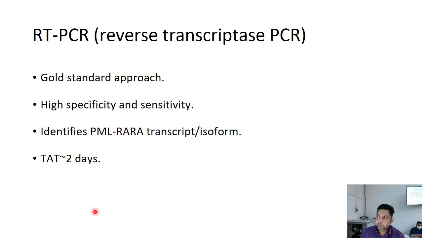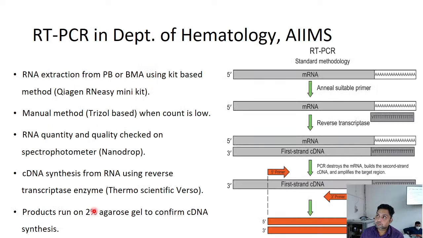However, the gold standard approach to diagnose acute promyelocytic leukemia has been RT-PCR, or reverse transcriptase PCR. Because of its high specificity and sensitivity, it can also identify the PML transcripts or isoforms, namely BCR1, 2 or 3, and the turnaround time is also short, just 2 days.